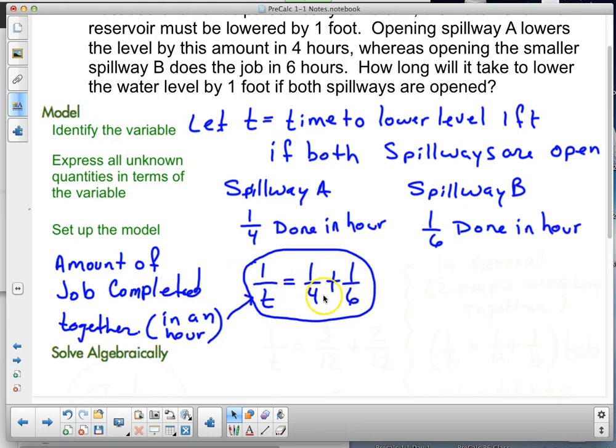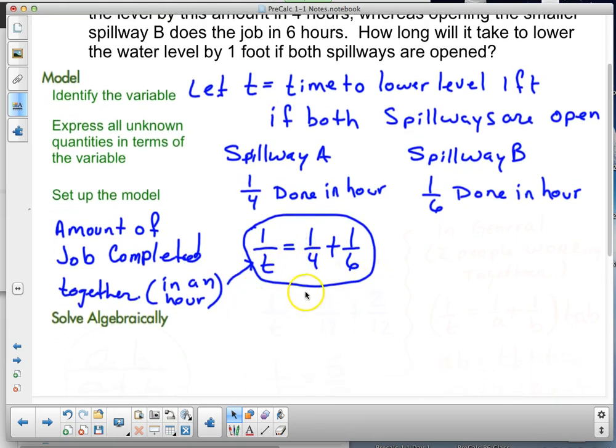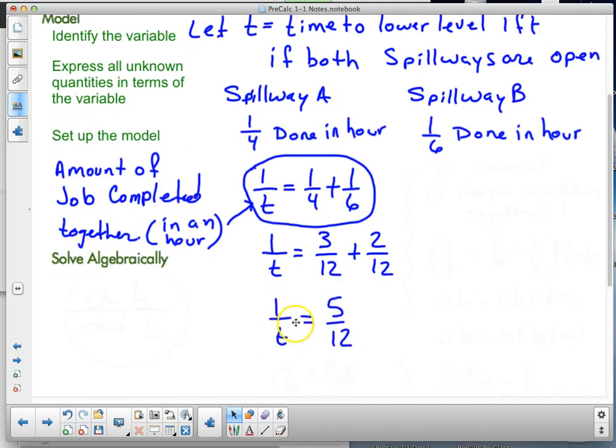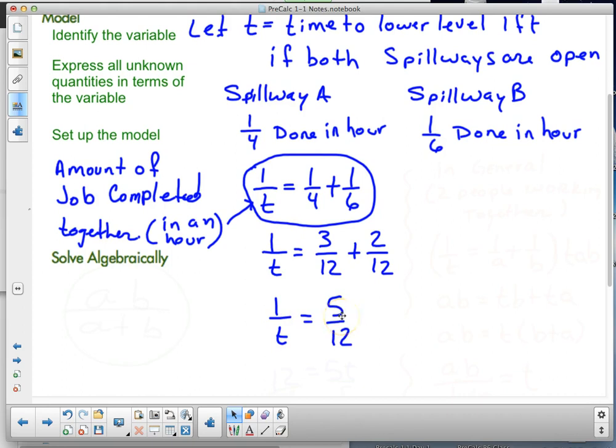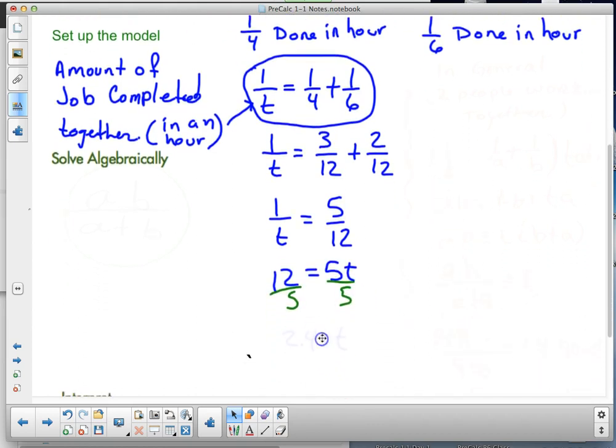So now I just solve for t. I'm going to get my like denominators. I multiply by 3 over 3 here to get 3/12, multiply 2 over 2 here to get 2/12. Okay, so I got 5/12. Now I'm just going to solve for t. I'm going to take the reciprocal, or do a cross product. Let's do that instead of doing the reciprocal. I got a cross product here, and I got 12 is equal to 5t. Well, I divide by 5, and I find out that my job will take 2.4 hours to complete. Okay, so that's my t, 2.4.